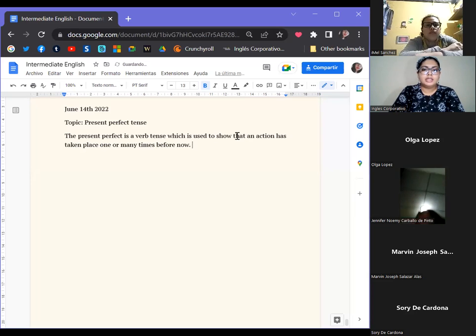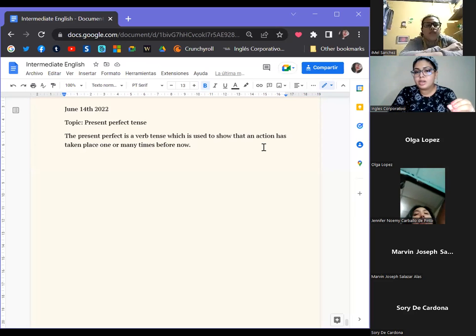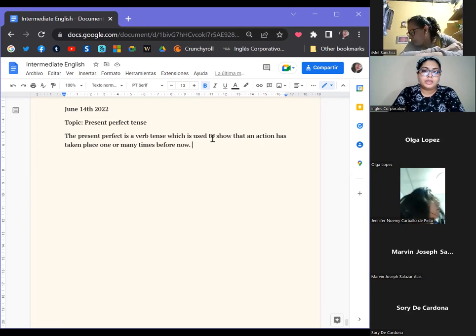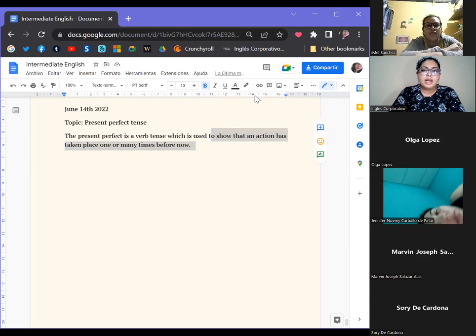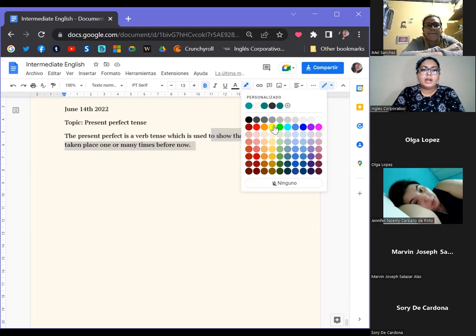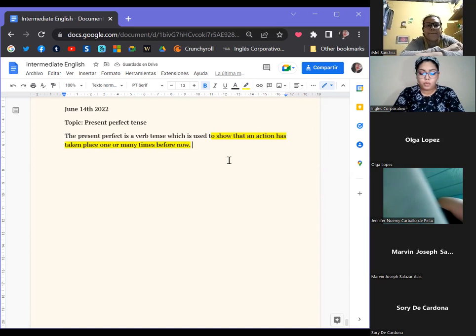So in this case, this is the main thing about the present perfect tense. It shows us that an action has taken place once or many times before now. So this is used to show that an action has taken place one time or many times before now. The present perfect.